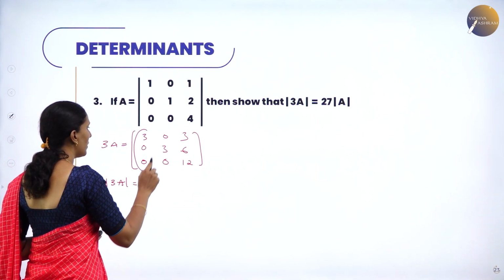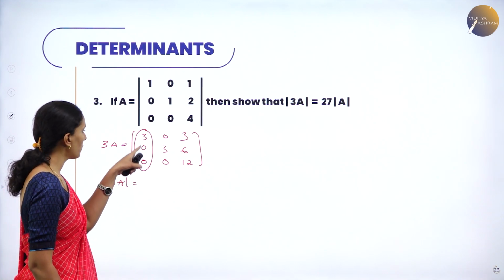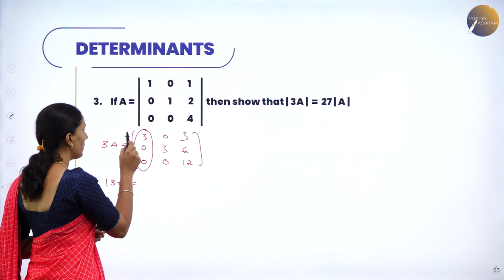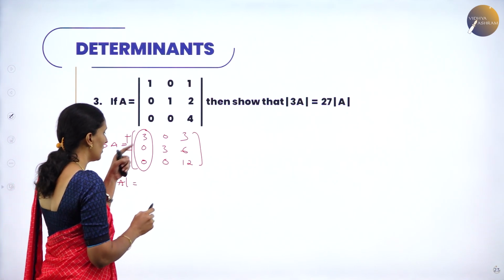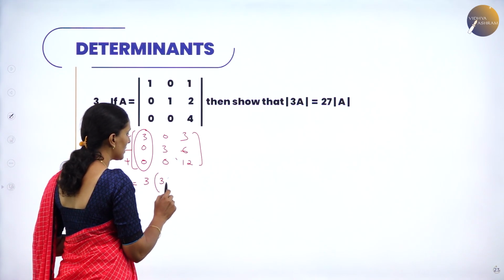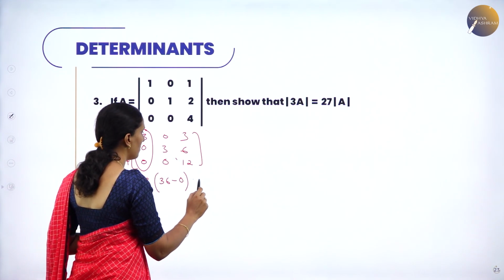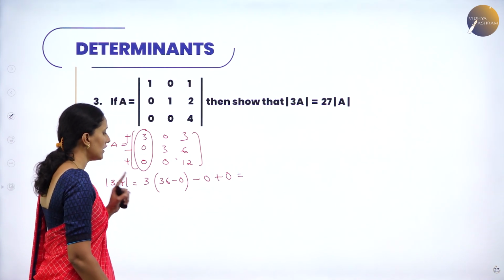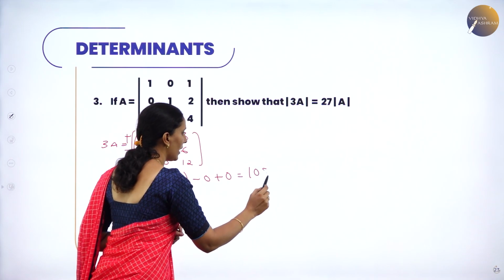I am taking the first column because I have more number of zeros. You can also take second column if you want. Now, the sign convention is here plus minus plus. So, 3 into 12 3's are 36 minus 0 plus 0 is what the answer will get. So, 36 into 3 is 108.